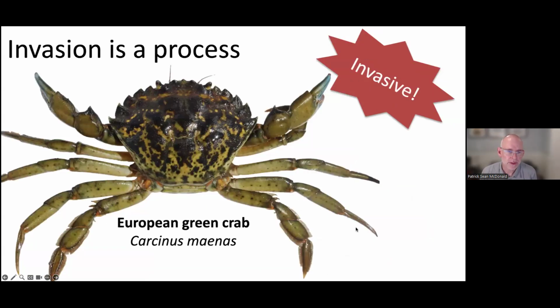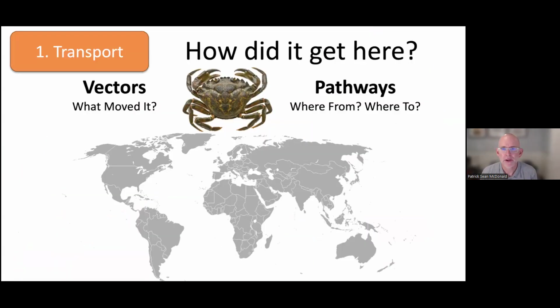So we talked about green crab already, but let's talk about some of the features of green crab. First of all is transport. A species has to get spread around the globe in order to eventually end up in a new place and start the process of becoming invasive. And that, when it comes right down to it, is a question of vectors and pathways. So, how did it move, where did it move from, and where did it move to?